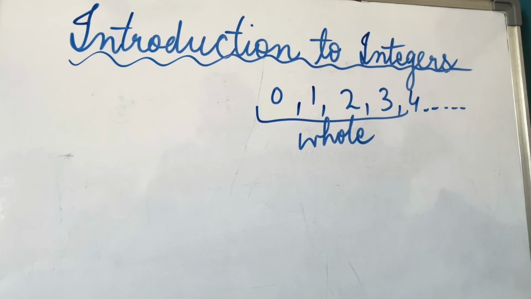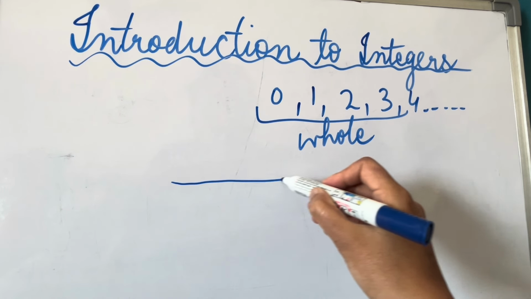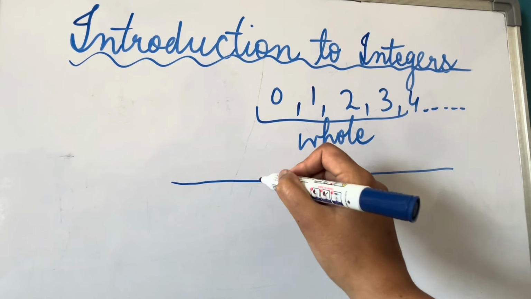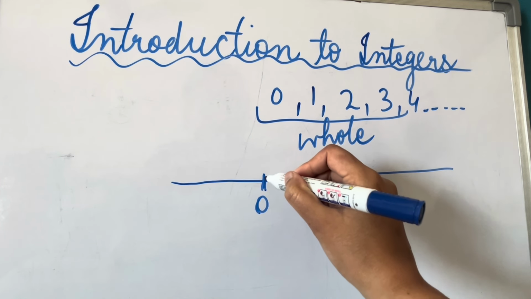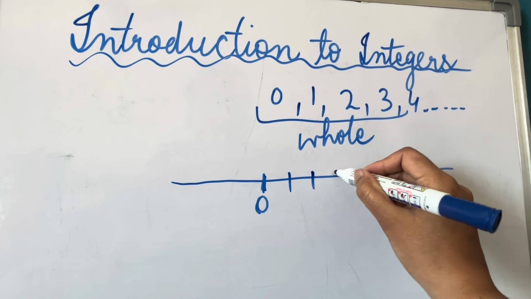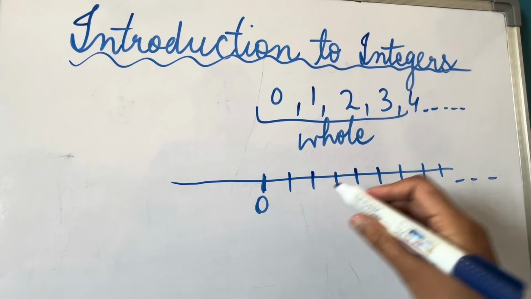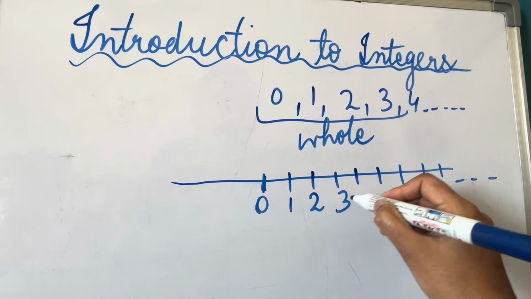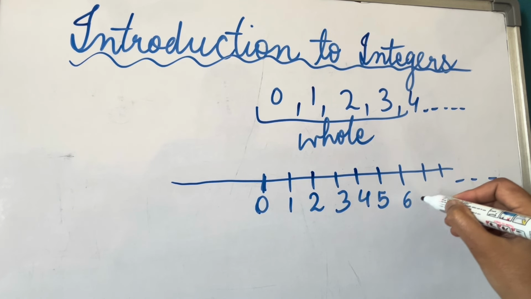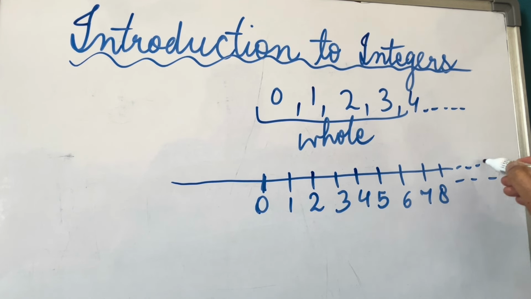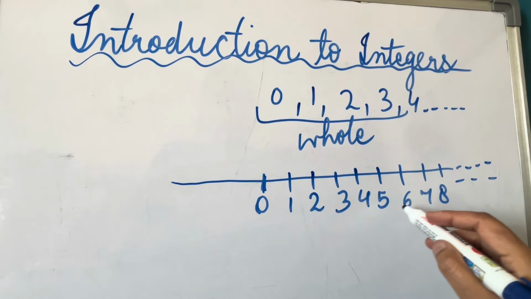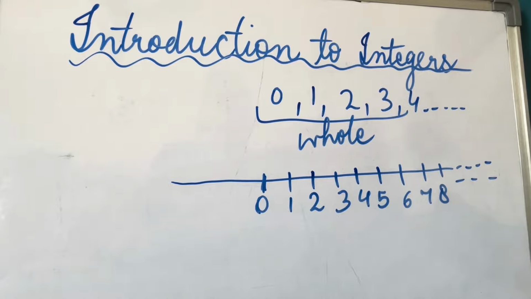Now, if I represent these numbers on a number line, suppose this is a line representing numbers. 0 is called its origin, then 1, 2, 3, 4, 5, 6, 7, 8, and so on at the same distance. When the numbers are represented by the same distance on a line, that is called a number line. Now these are the whole numbers that are represented.